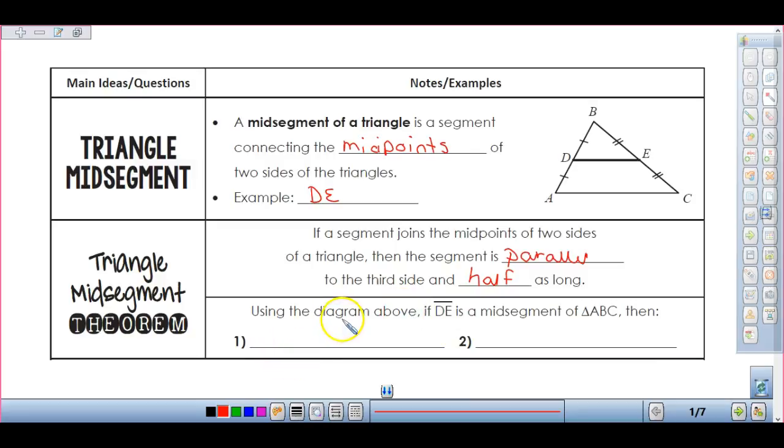Okay, so if we're looking up there, if DE is the mid-segment of that triangle, then we are going to know that DE is going to be parallel to AC, and we are also going to know that DE is going to be 1/2 of AC. Okay, or you can also say that AC is twice what DE is.